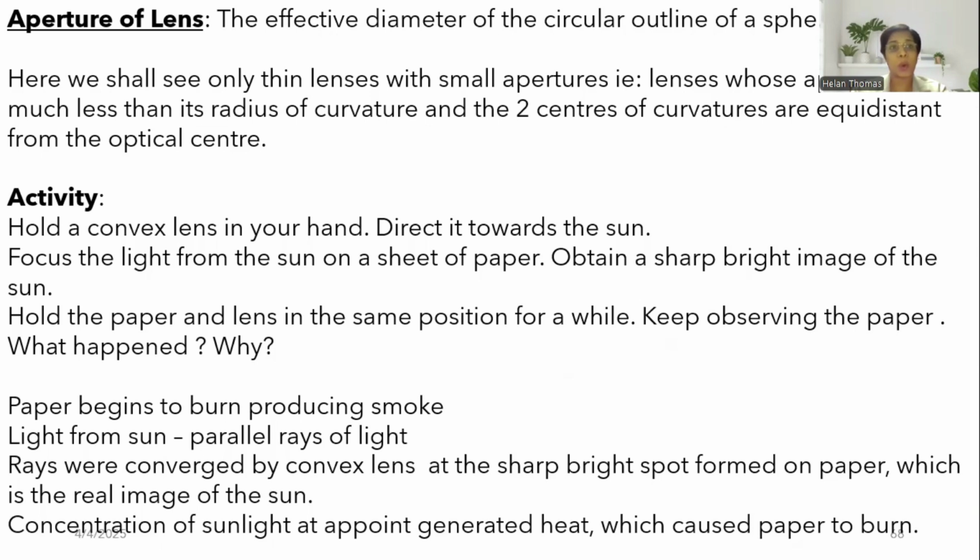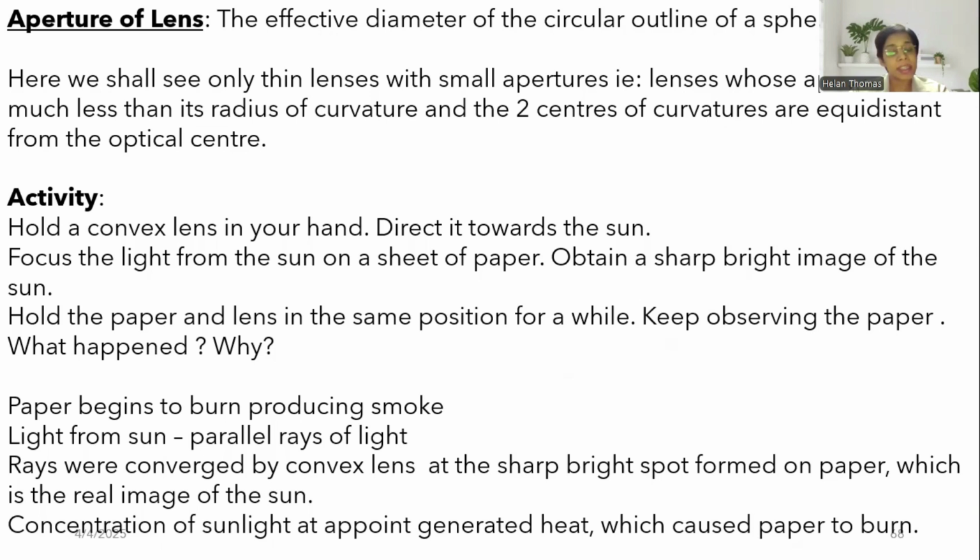When you hold the convex lens in your hand, the convex lens is a converging lens. So you get an image of the sun. The light from the sun is parallel rays of light. Your convex lens is converging this light at a sharp, bright spot, and that is nothing but the real image of the sun. So the concentration of that real image of the sun that you're catching on the paper will appear like a bright spot.